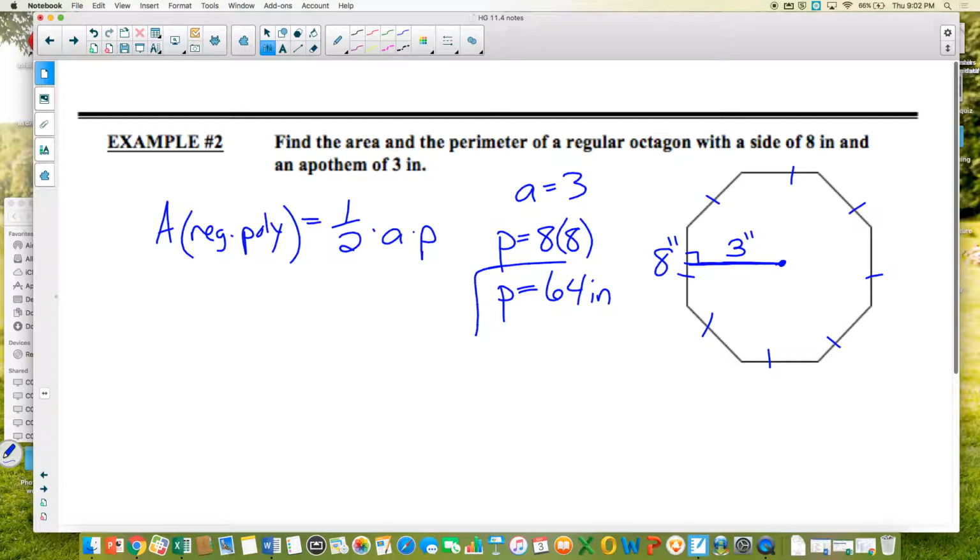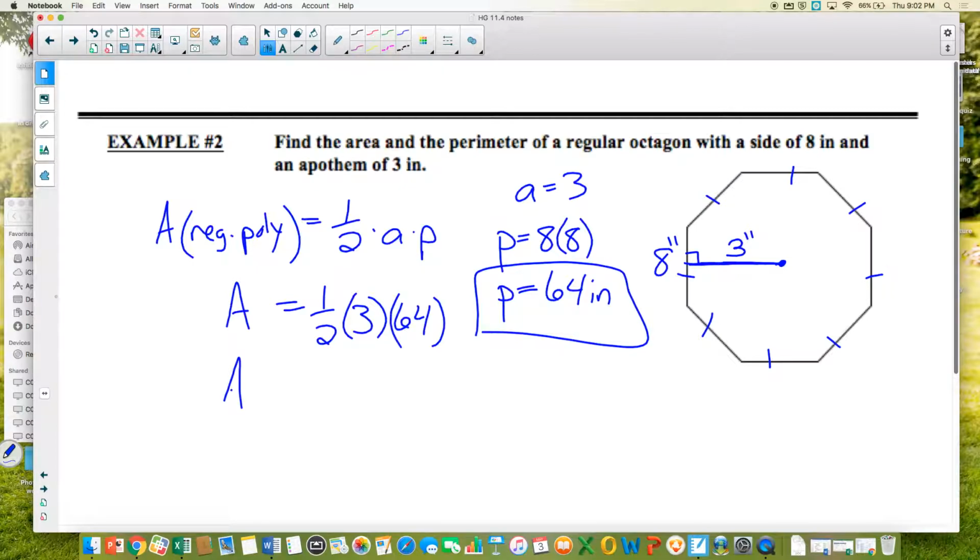We found that. And then now we just have to substitute. The area is equal to 1/2 times 3 times 64. So the area is 1/2 of 3 times 64. We end up with 96 inches squared.